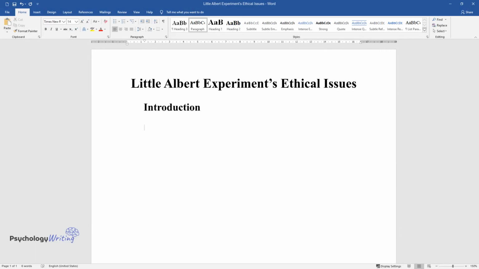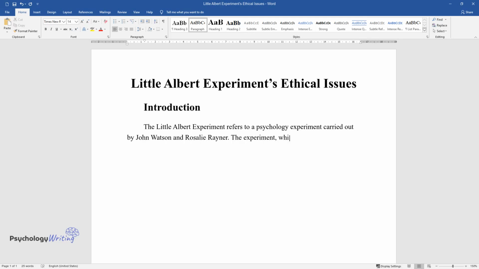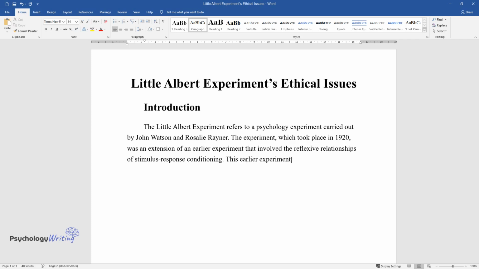Introduction. The Little Albert experiment refers to a psychology experiment carried out by John Watson and Rosalie Rayner. The experiment, which took place in 1920, was an extension of an earlier experiment that involved the reflexive relationships of stimulus-response conditioning. This earlier experiment took place with the supervision of a Russian physiologist called Ivan Pavlov, and it demonstrated the process of conditioning in animals such as dogs.